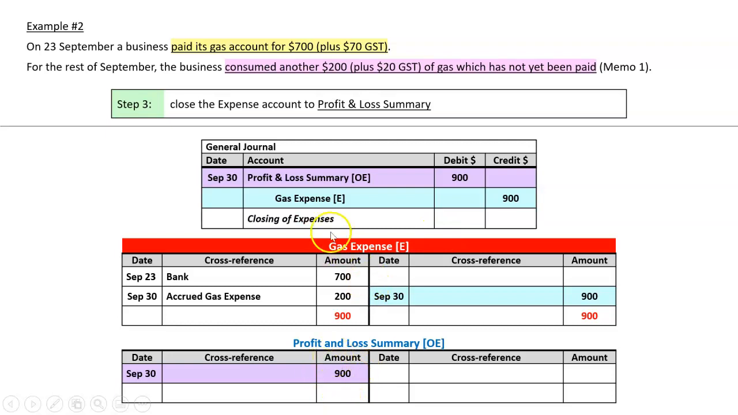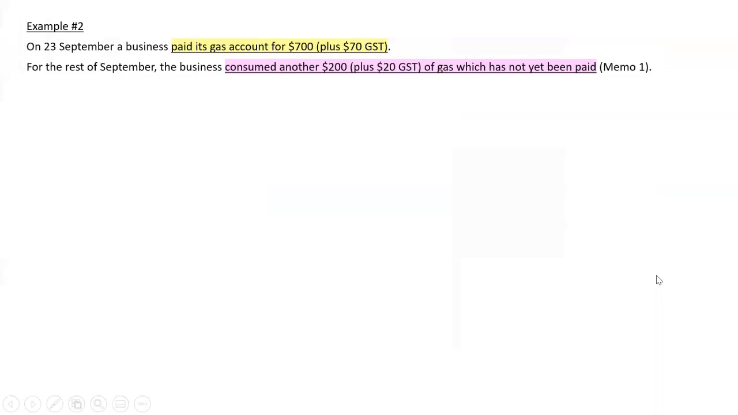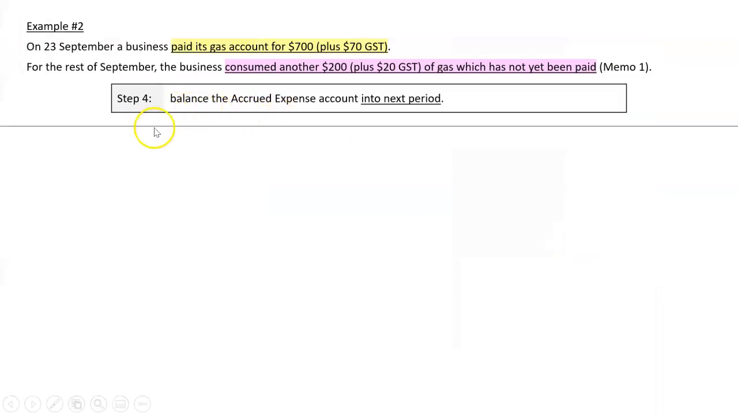Let's put my references in. Oh, sorry, do a narration, closing of expenses, a little reference, and we're done. Step 3. But then we get this bill. Okay. Oh, sorry, step 4. A little step I just quite often forget.